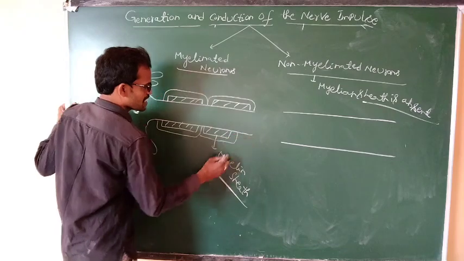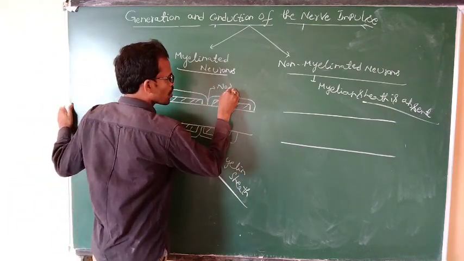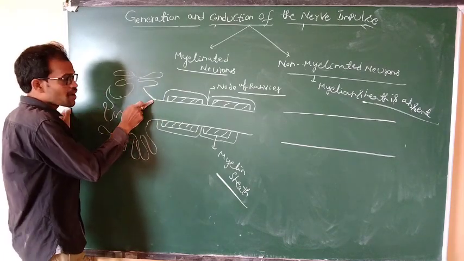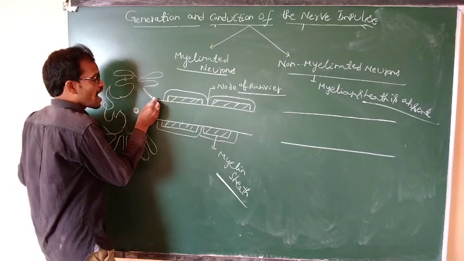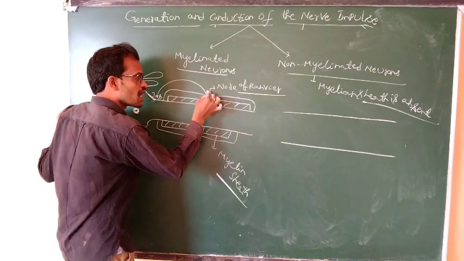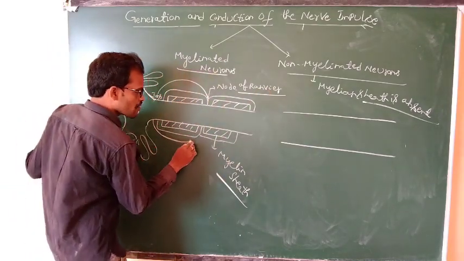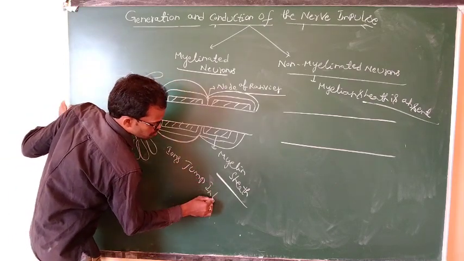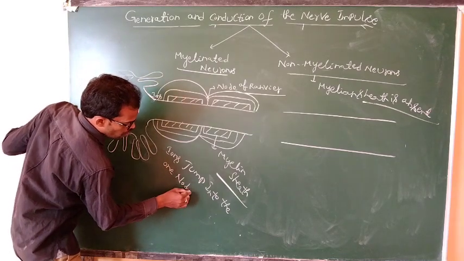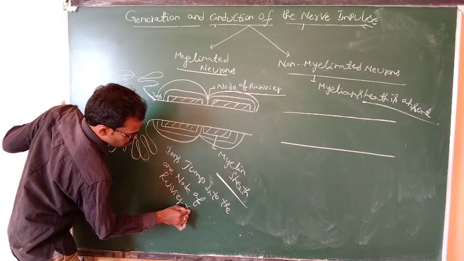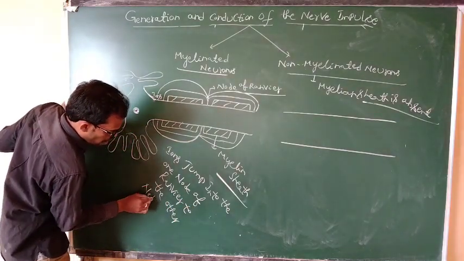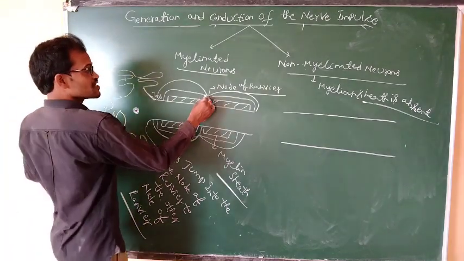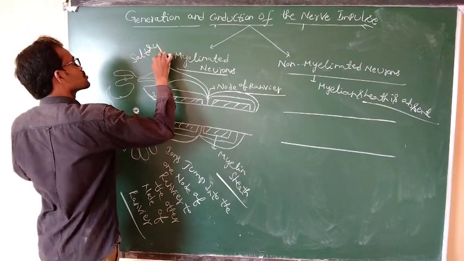Along the myelin sheath, there are nodes of Ranvier. Once the signal reaches the axolemma, the ions jump from one node of Ranvier to the other node of Ranvier. This is the saltatory conduction.